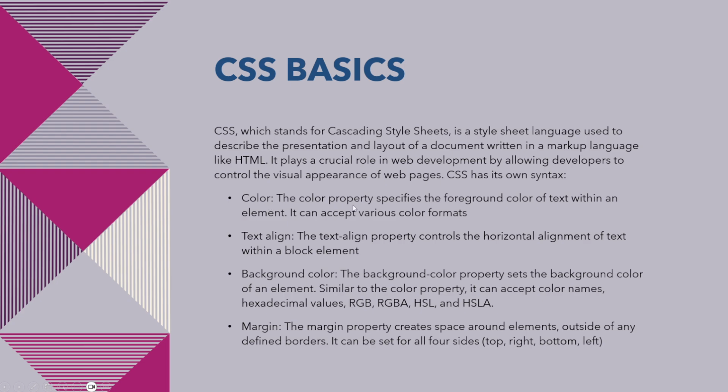For example, color is going to specify the foreground color of text within an element, and it also accepts various color formats. Text align is going to align the text either by horizontal or vertical alignment within a block element. Background color is going to set the background color of an element, and similar to the color property, it can set various color formats. And margin is going to create a space around the elements outside of any defined borders. So it's going to make spaces at the top, bottom, right, and left, kind of like how a margin works.